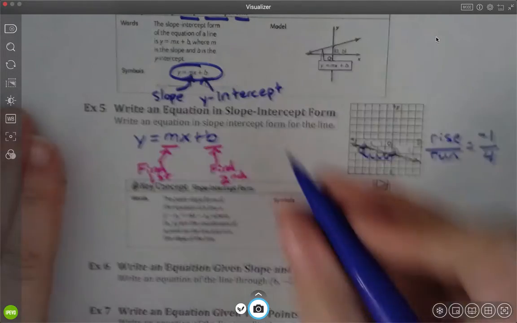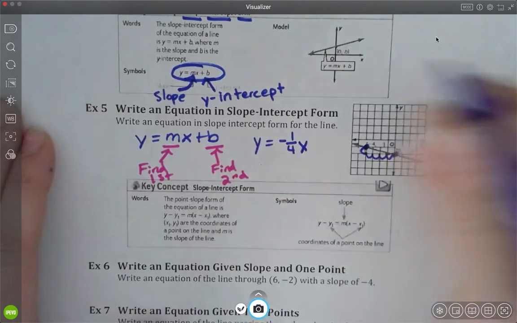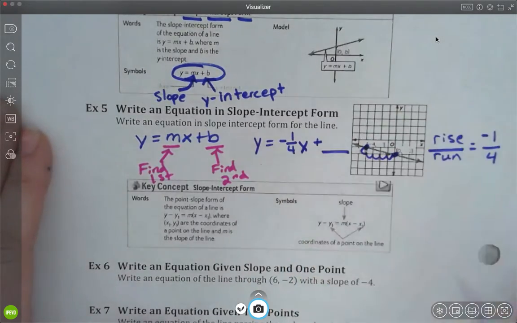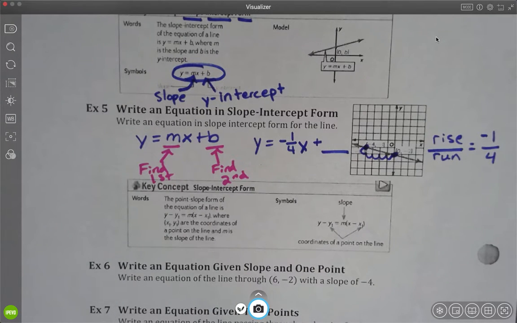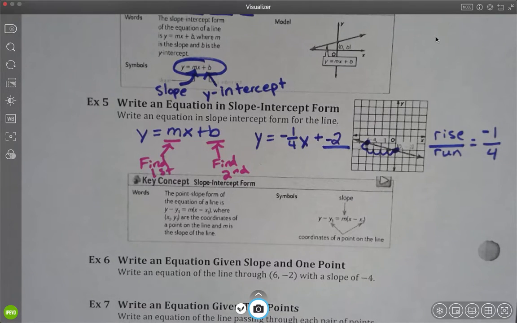So that's really easy. Y equals, I just plop him in there. Instead of calling him m, I call him -1/4, and I need to find what b is. Now b is the y-intercept. The y-axis is the one that goes up and down, and intercept means where he intersects the y-axis. So y is going up and down, and I want to see where he intersects. He touches there, which is -2. So I put -2 in for b.